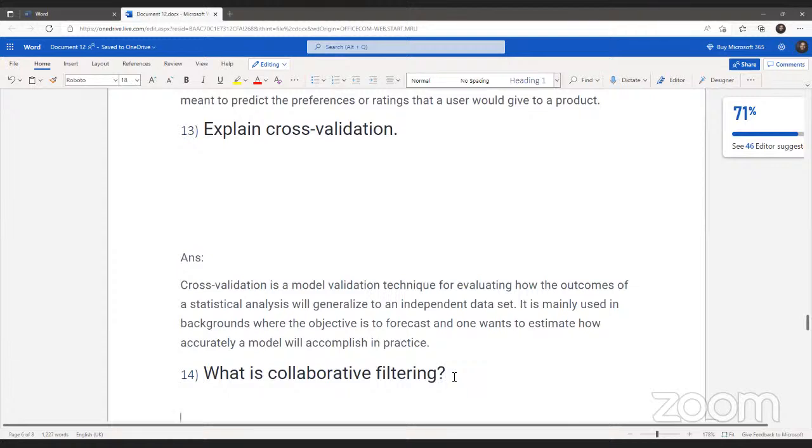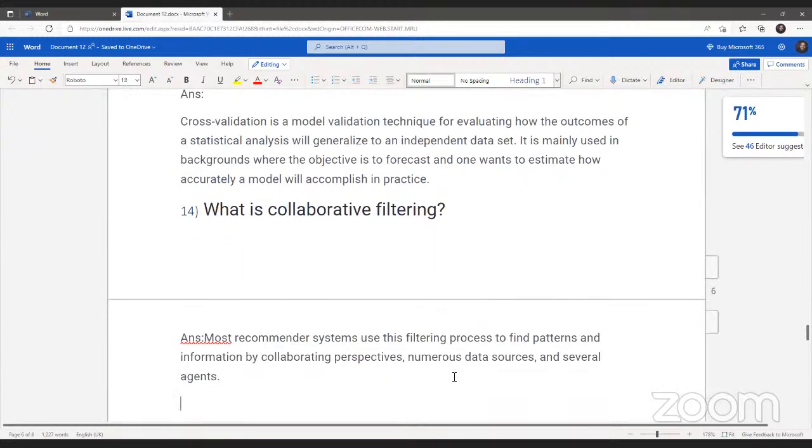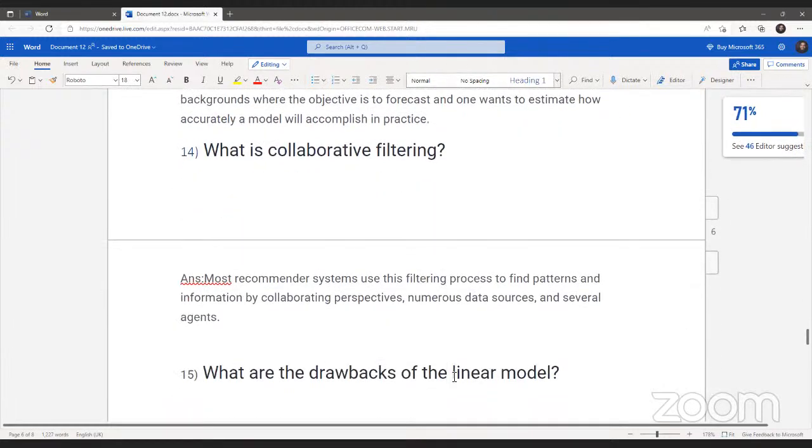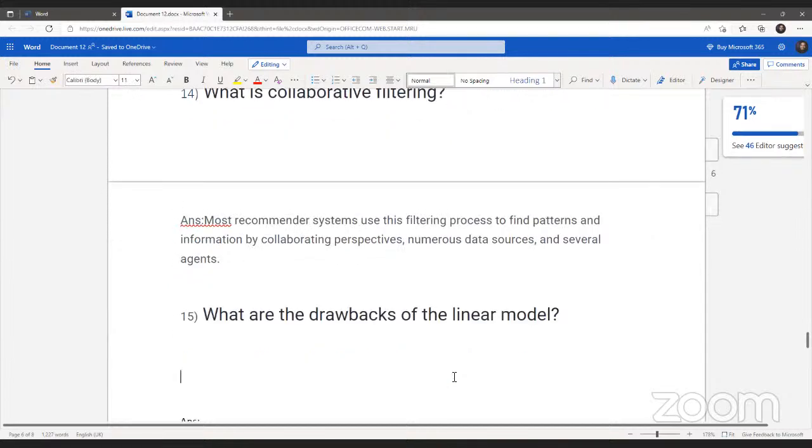Yeah, as we look into this, what is this collaborative filtering? Most recommender systems use this filtering process to find patterns and information by collaborating perspectives, numerous data sources, and several agents. This is what collaborative filtering is. So as we jump into the next question, what are the drawbacks of linear models?